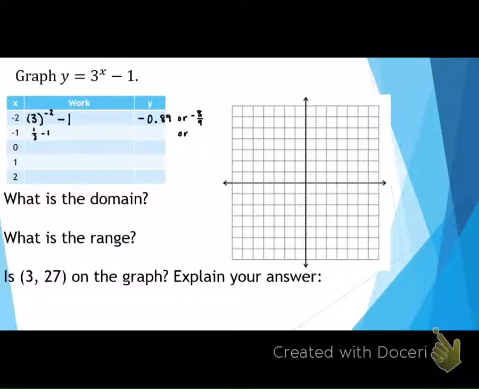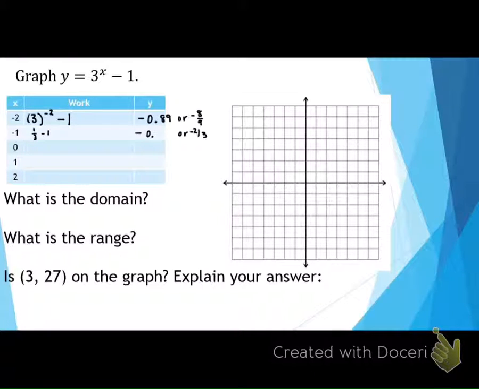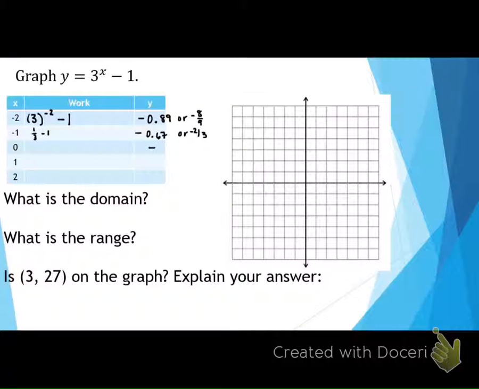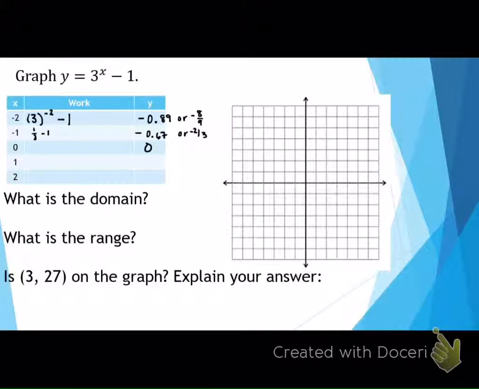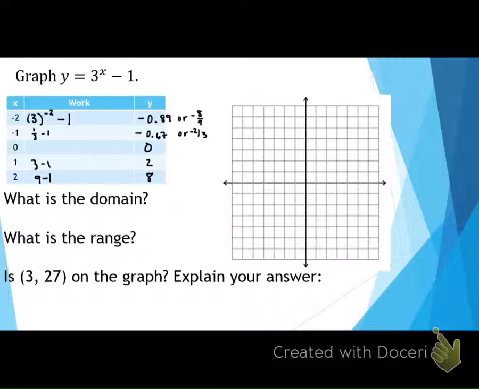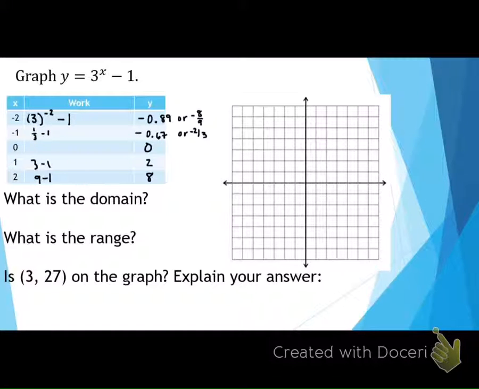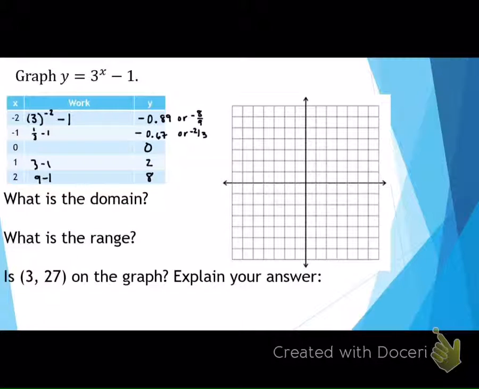So that's -2/3 or 0.67. So this one should be -1. Wait, no. That should be 0. 2 and 8. So look at your table. See if your tables match mine. Go ahead and see if your tables match mine. Does anybody's table not match mine and you need some help? I got like whole numbers for all of them.